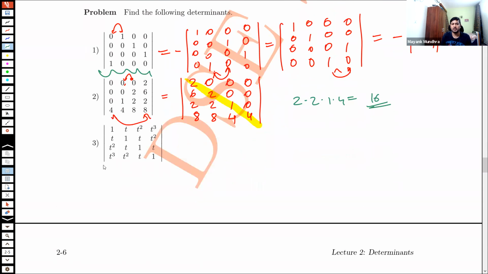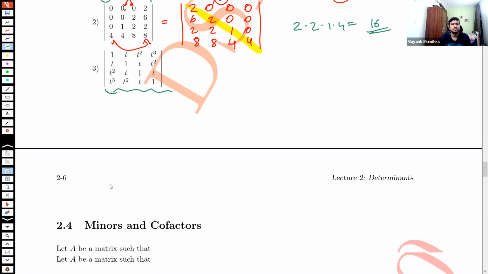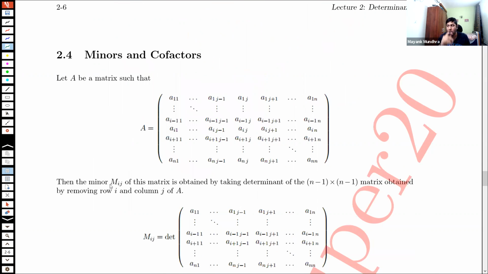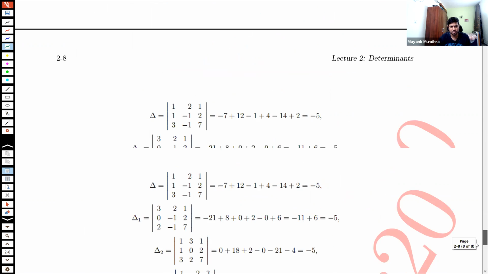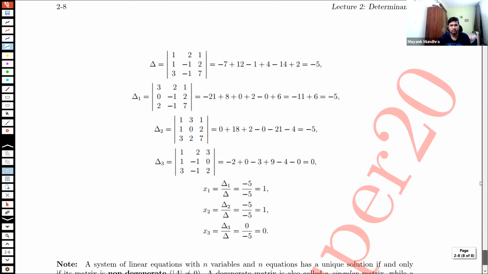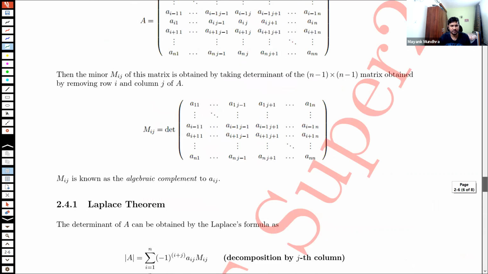Third question is a little tricky. You'll have to use a little more complicated properties, the properties that we have done, in order to solve it. So I'll leave it to you guys. All right, fine. A lot of time lost. Luckily, determinants is not a big topic. We will be able to wrap it up.